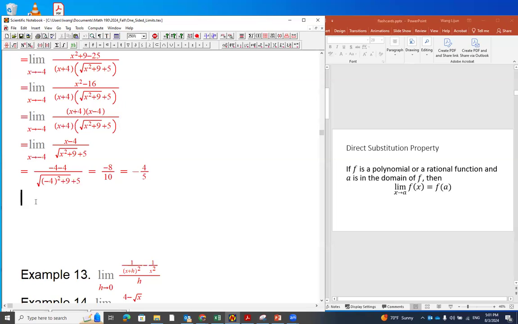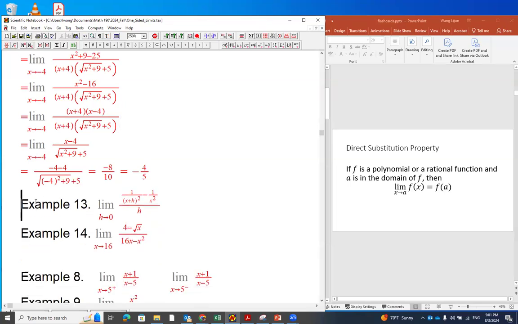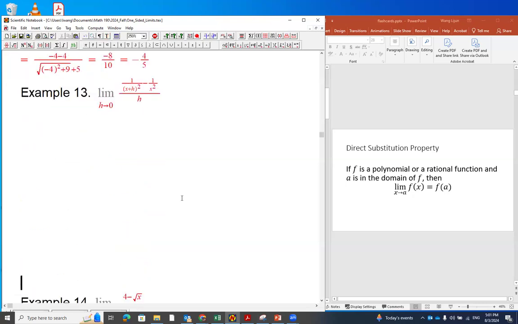Let's look at number 13. Complex fraction, one more time.